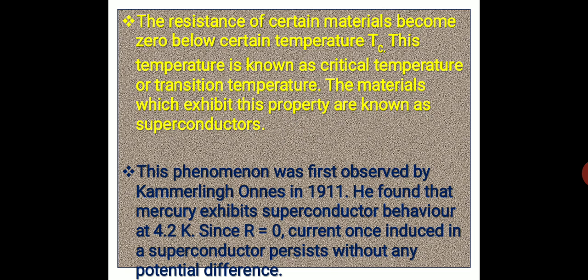Next, conclusion. The resistance of certain materials becomes 0 below certain temperature Tc. This temperature is known as critical temperature or transition temperature. This is a 2-mark question. The resistance of certain materials becomes 0 below certain temperature Tc. This temperature is known as critical temperature or transition temperature. The materials which exhibit this property are known as superconductors.